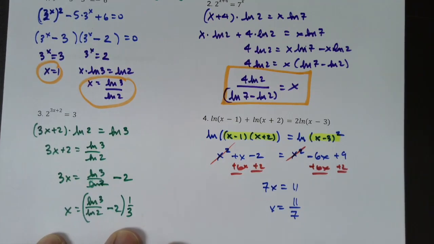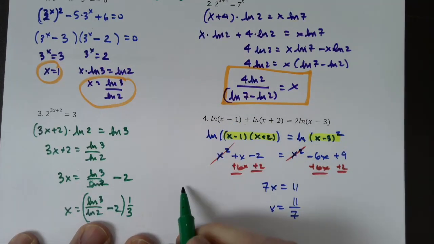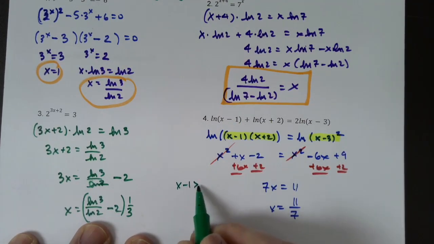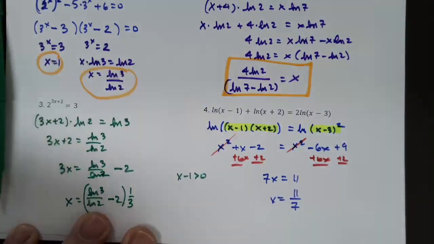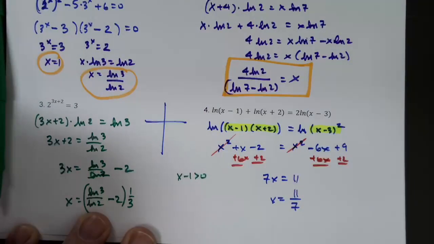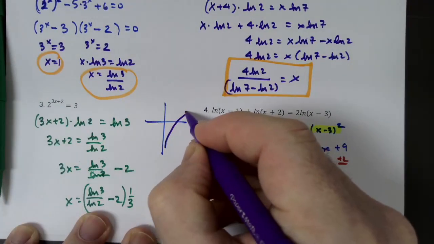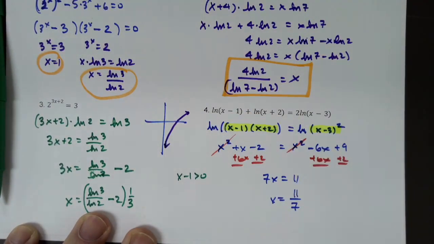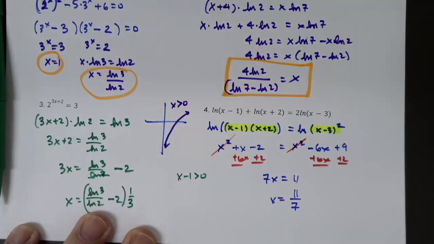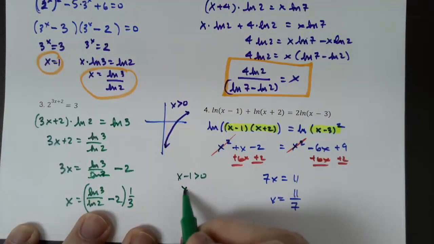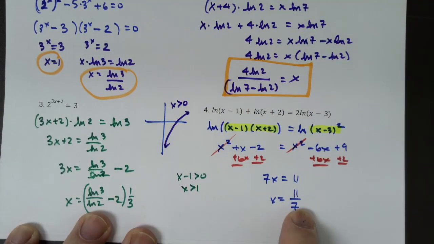Okay? So first of all, in this one, the x minus 1 has to be greater than 0. Remember, the natural log graph looks like this. Okay? And the inputs, the x's, have to be greater than 0. So this inside has to be greater than 0, which means x has to be greater than 1. Obviously, 11/7 is greater than 1. Oop, checks out okay here.